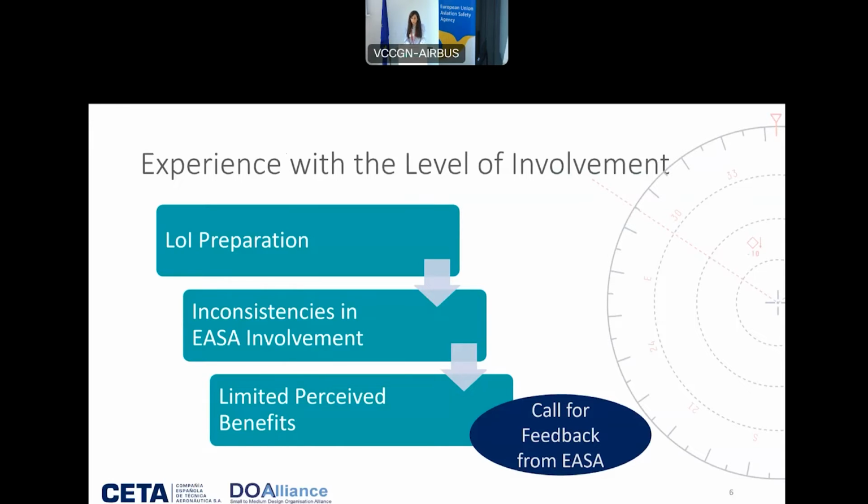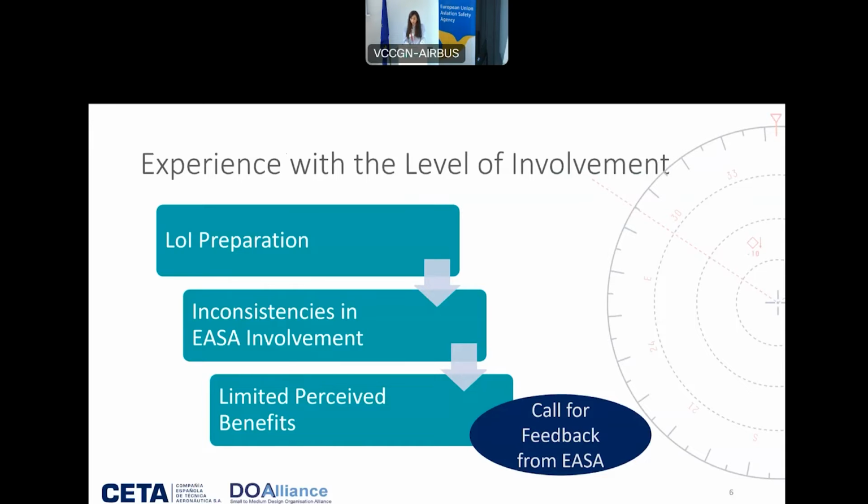Inconsistencies in EASA involvement. There are 4 levels of involvement. We learned from our experience that the first level doesn't imply EASA review of the documentation. Nevertheless, if an expert wants to check it, they will propose that you go up with the level of involvement to level 2, and that's all.